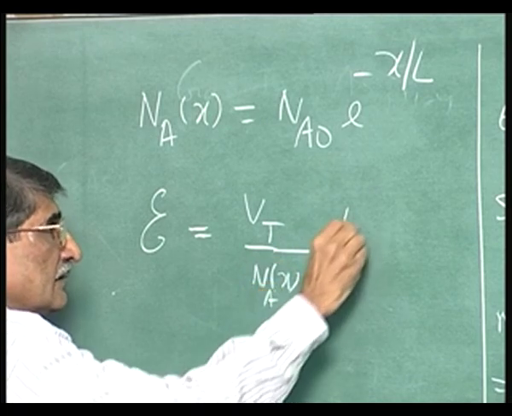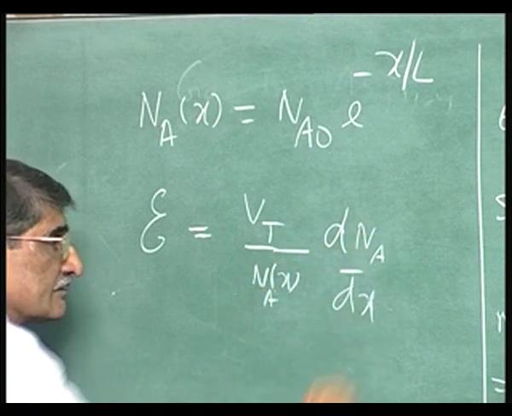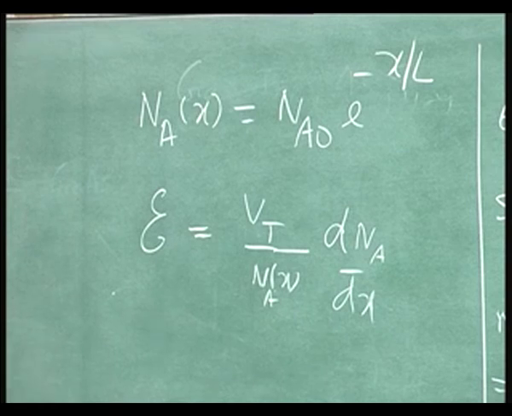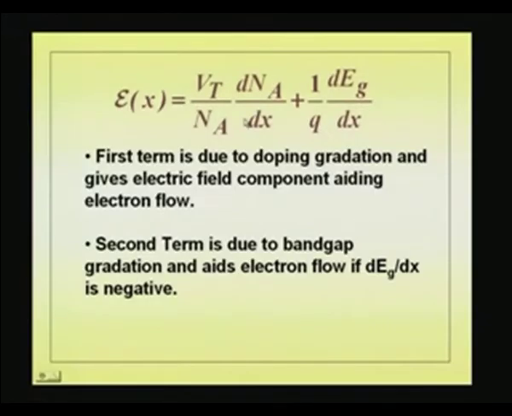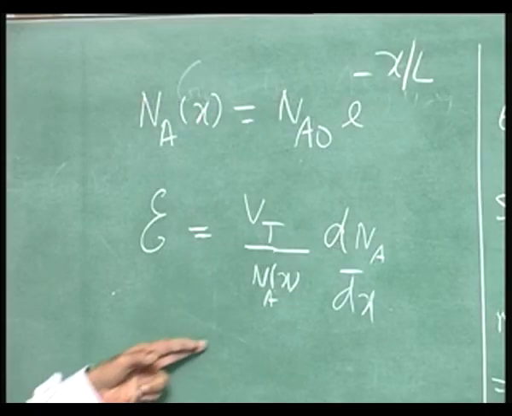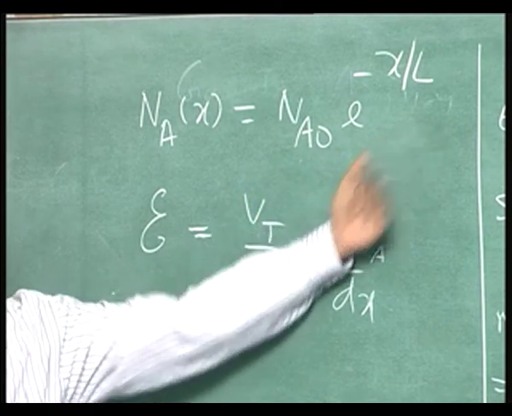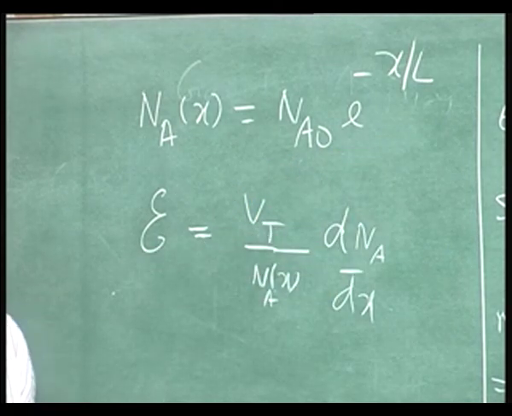dNa by dx. We just now saw, go back and see that term, that is due to doping gradation. In fact, you can derive that equation right from the fundamentals when Ni is constant. You will get only that one term. Okay. The way we started, we had Ni also varying, Na also varying. If you take Ni constant, the second term drops out, because delta Eg by dx is 0. So, here if that is the thing, what is the electric field? Where L is a constant, the decay constant for the doping. What is the electric field?